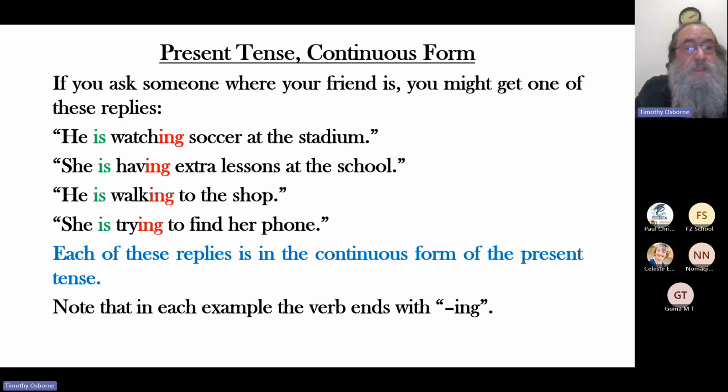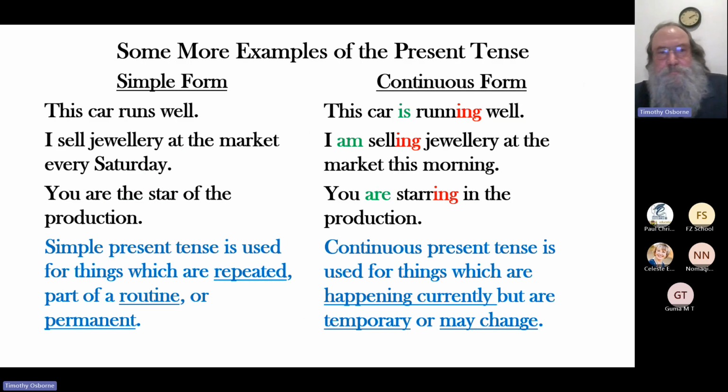Now, note that, again, each is in the continuous form of the present tense. And I've put that note again at the bottom. Always, the main verb ends with ing. That is, in fact, the present participle, but you don't have to know that. Now you'll never forget it. Okay, so aren't I cruel? Let's move on a bit.